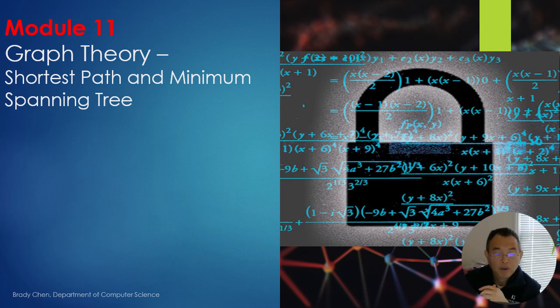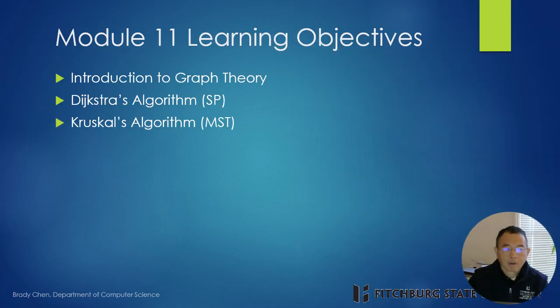In this module, since it is time limited, we will introduce graph theory by studying shortest paths and the minimum spanning tree. Our learning objectives for this module are an introduction to graph theory, Dijkstra's algorithm for solving the shortest path problem, and Kruskal's algorithm for finding the minimum spanning tree.